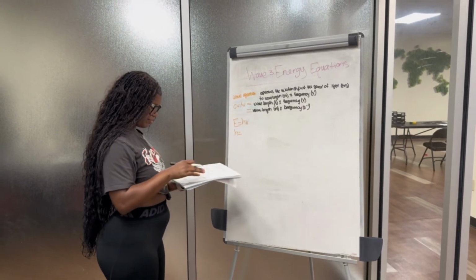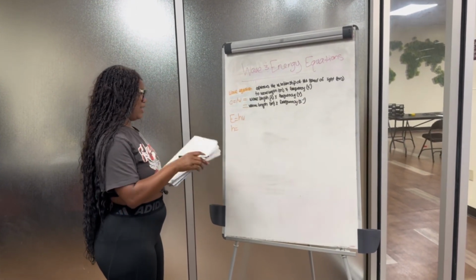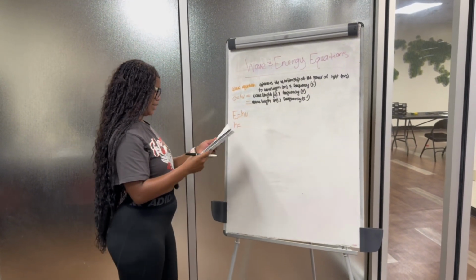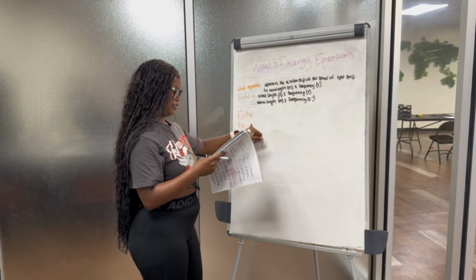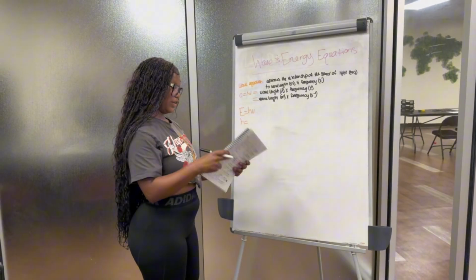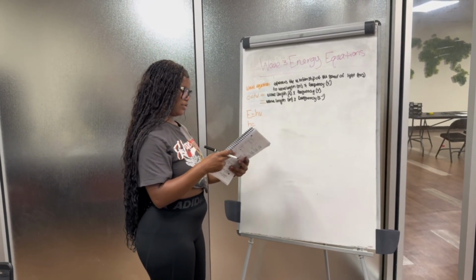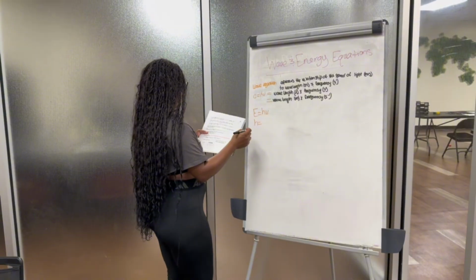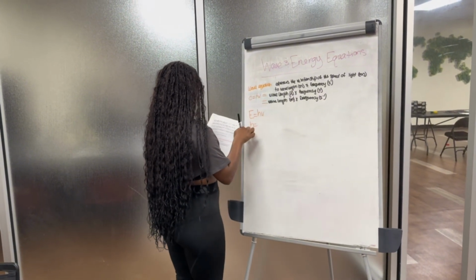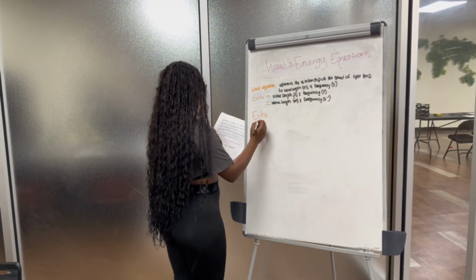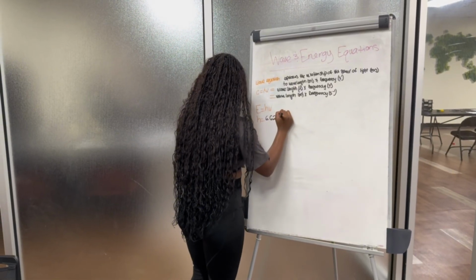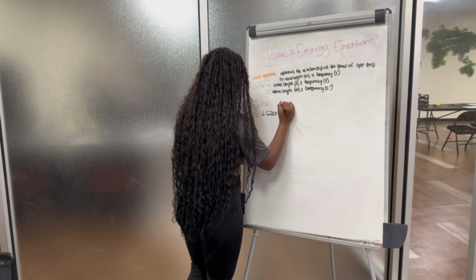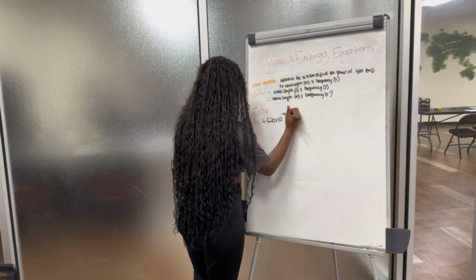Okay, so this equation is what Einstein used to explain the photoelectric effect. So h will be equal to 6.626 times 10 to the negative 34 joules.